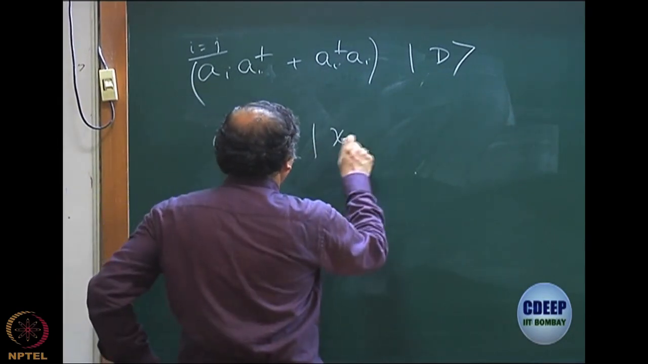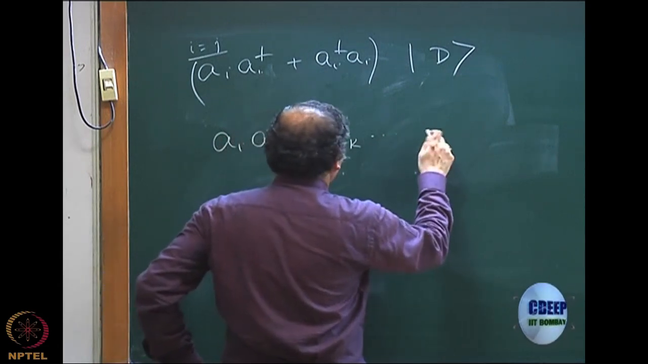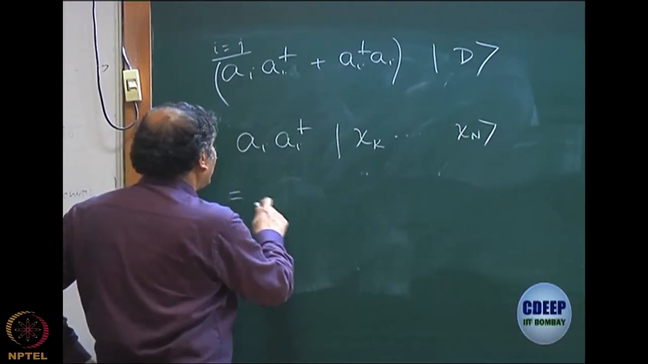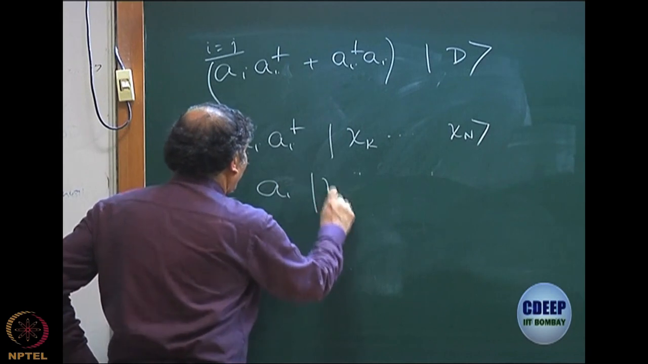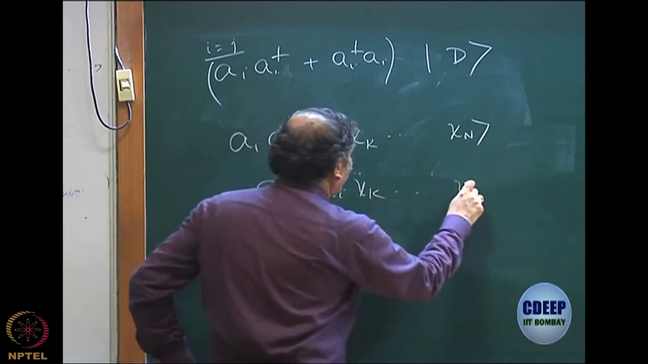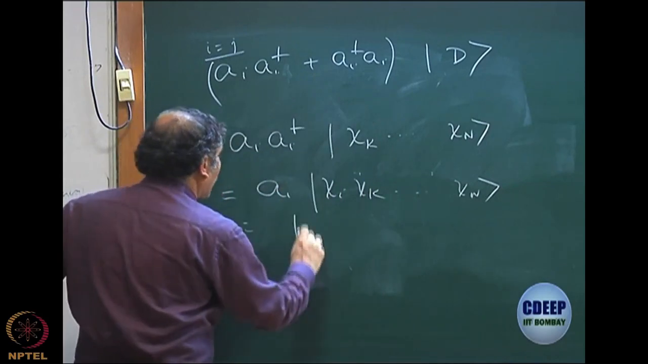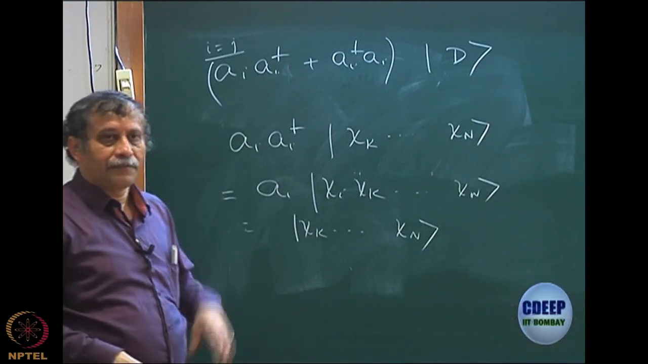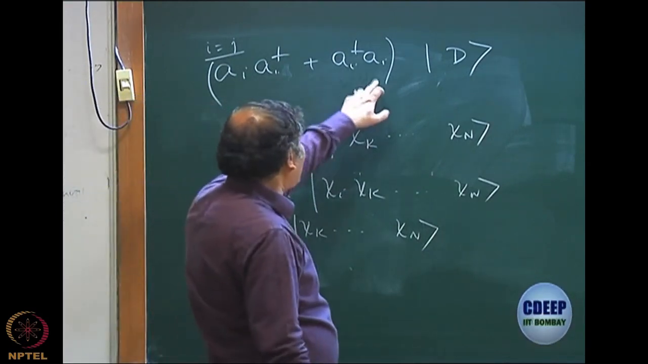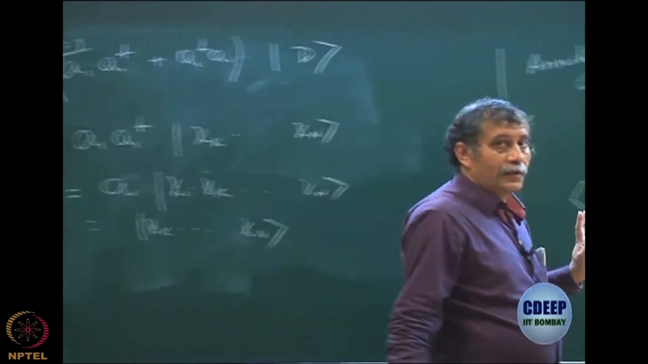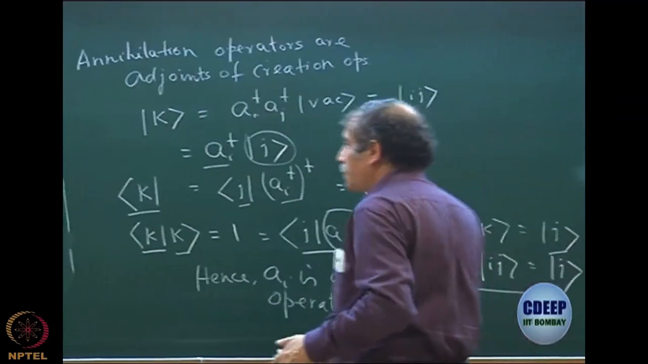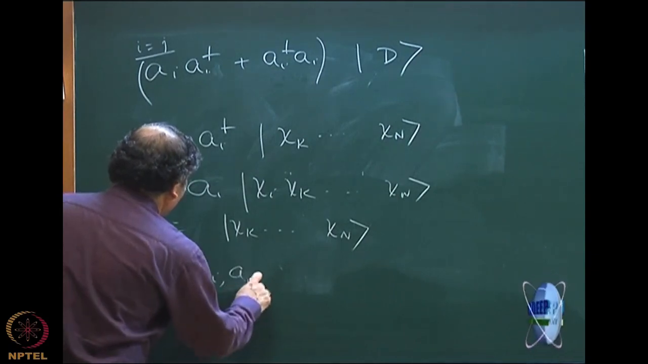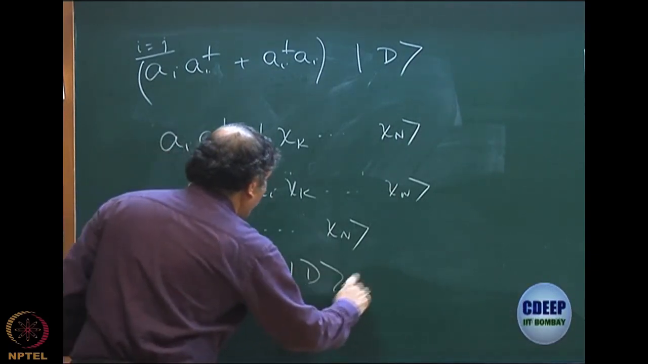When the determinant does not include chi I, what will it do? It is a very trivial thing. It will first create and then it will annihilate. So I will simply get back the determinant. Correct? And of course, if AI dagger AI acts, it will be 0. So if chi I is not present in the determinant, then I can say that the anti-commutator AI, AI dagger acting on the determinant is equal to the same determinant.